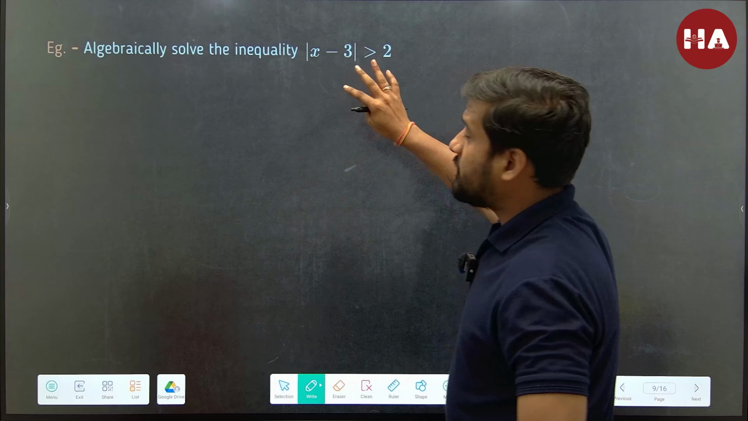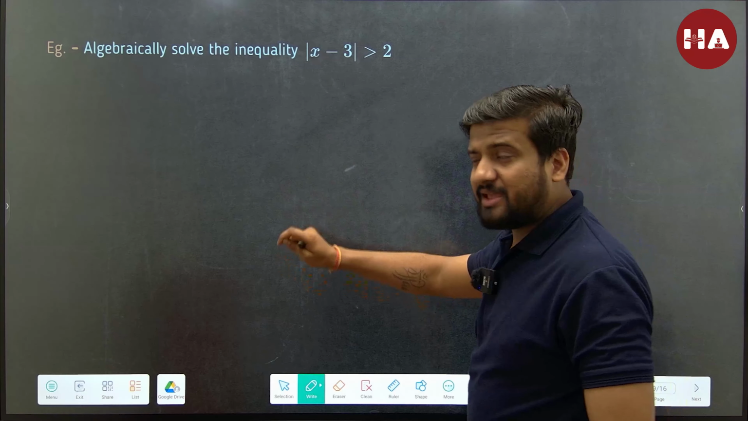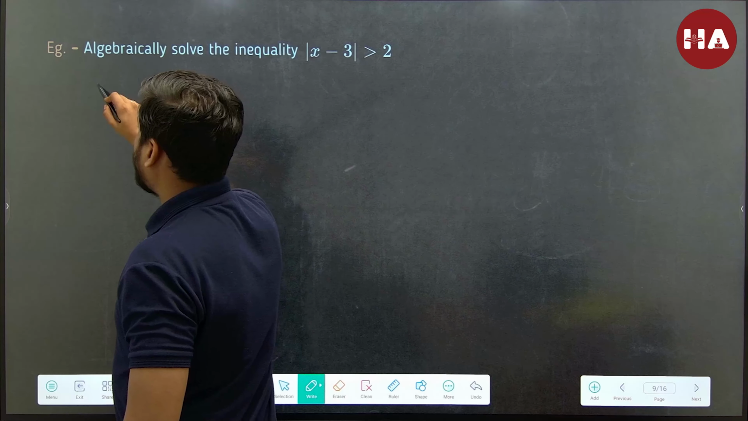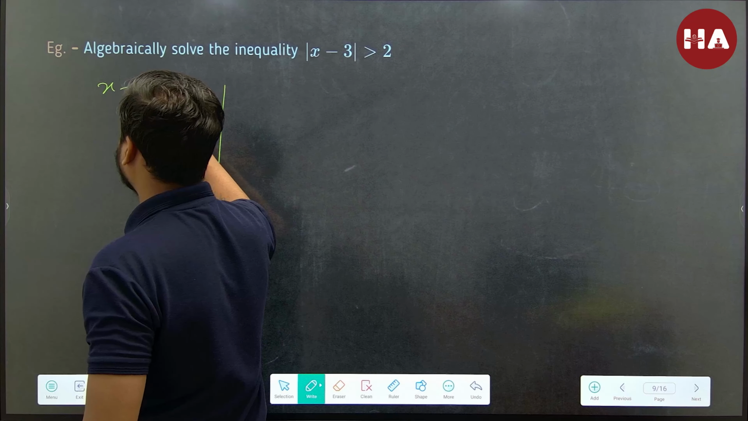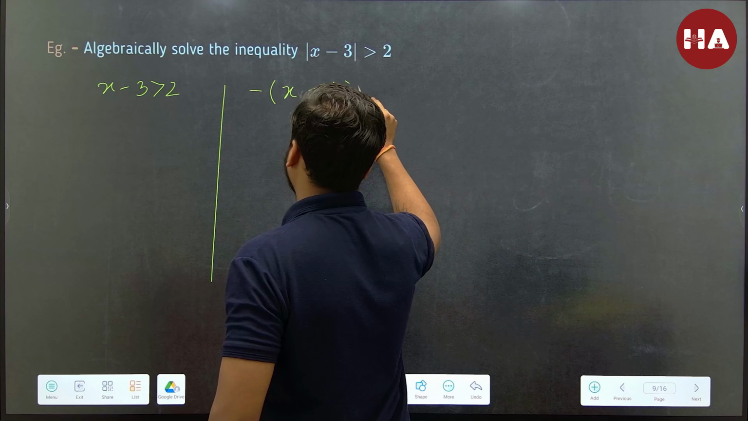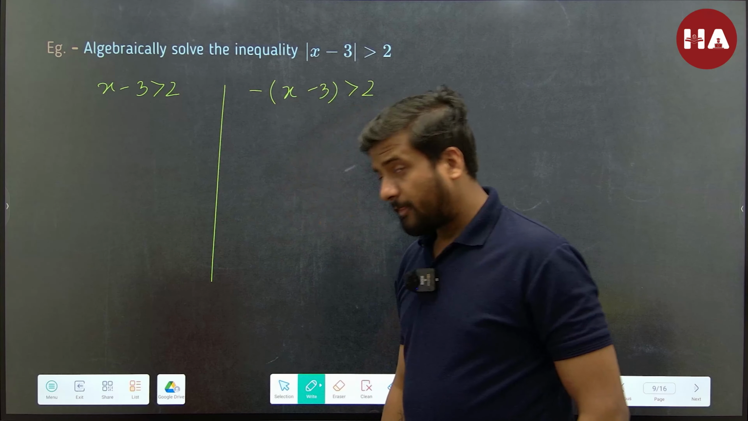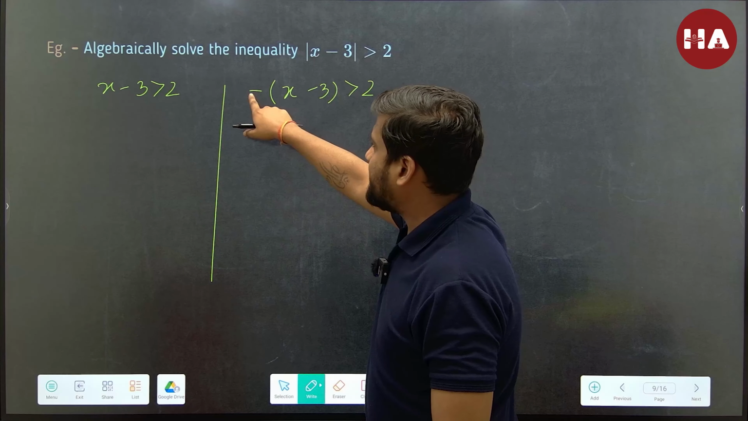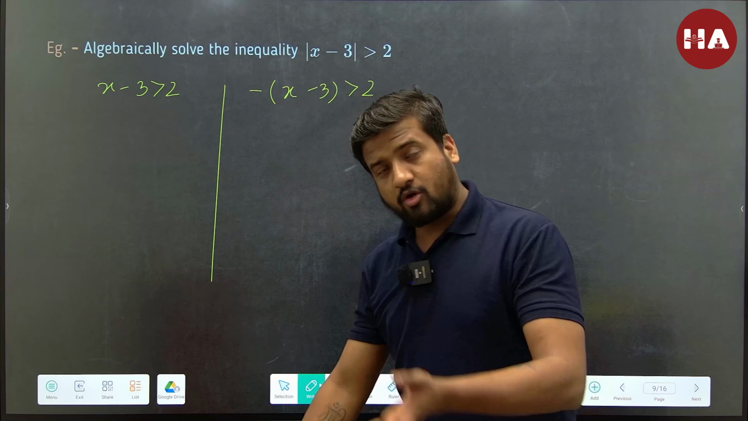Now we are going to do exactly the same thing that we did while solving that. So basically x minus 3 is greater than 2 and minus of x minus 3 is greater than, right? Now when we did this equation thing, what we did, we sent this negative sign to the constant one.